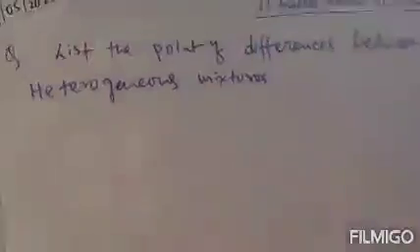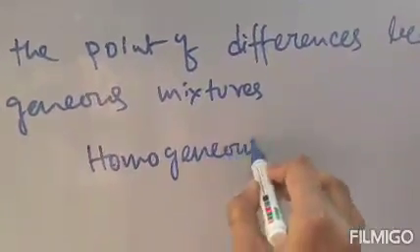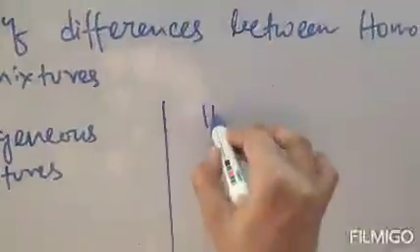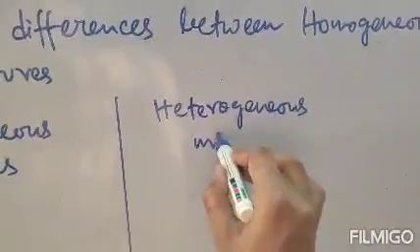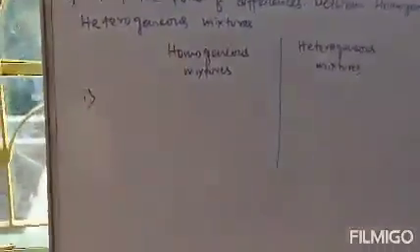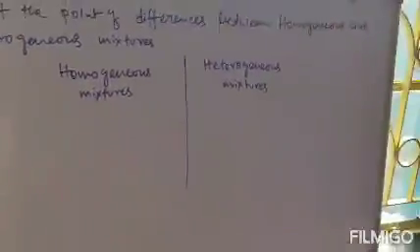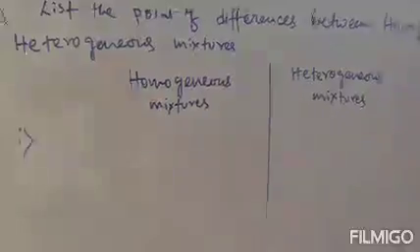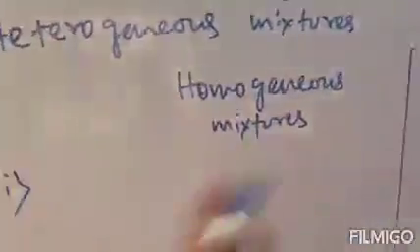Clear? So just make a column. Here write homogeneous mixtures, and on the right side you will write heterogeneous mixtures. Now what is a homogeneous mixture? In a homogeneous mixture, the composition is uniform throughout the solution, and in case of a heterogeneous mixture, the composition is non-uniform. That is, at all points of the solution the composition is not the same. Clear?